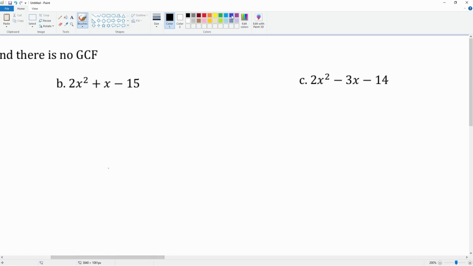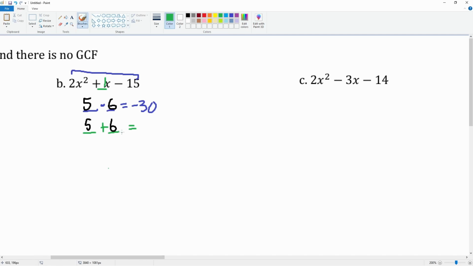B, same process. Find two numbers that multiply to make negative 30 that add up to this middle term. This middle number in front of x is 1. That looks like it's 5 and 6. Wait, no, that would be impossible. 5 and 6, yeah, because the middle number needs to be a 1.